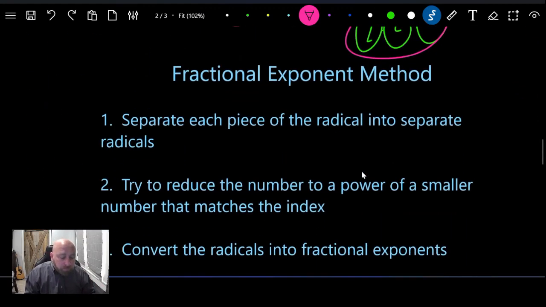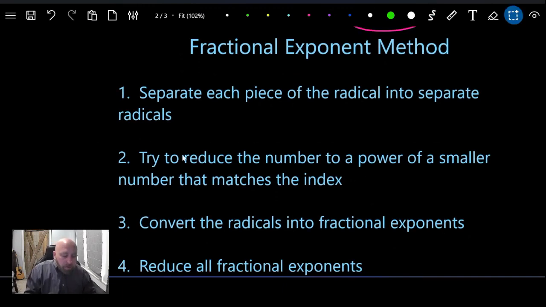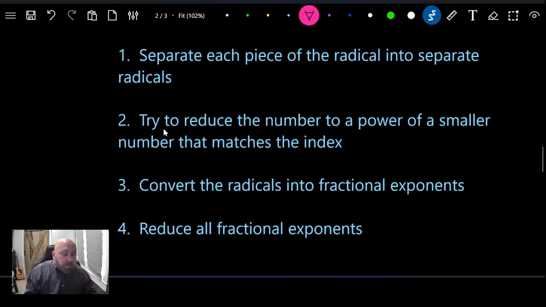All right. Next is the fractional exponent method. All right, bring it over there so you can see it. Let's talk a little bit about the fractional exponent method. So we want to separate each piece of the radical into separate radicals. Okay, we've already done that, right? That was step number 1 of the first one as well. Step number 2, try to reduce the numbers to a power of a smaller number that matches the index.